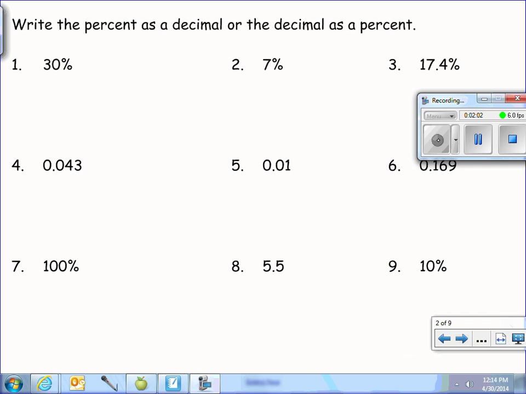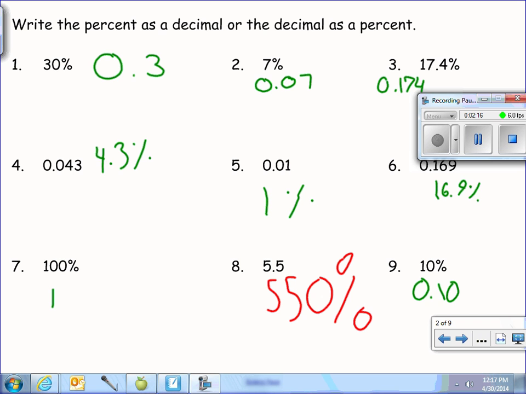Now I have 9 examples here. You're asked to write the percent as a decimal or the decimal as a percent. Let's work these and we'll come back and check our answers. Okay, in each of these, just check your work depending upon if you went to a decimal or to a percent, which way you move the decimal point.